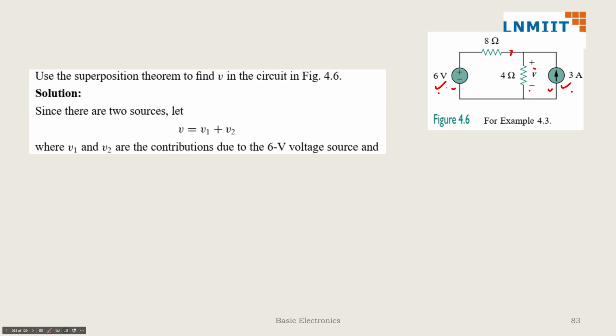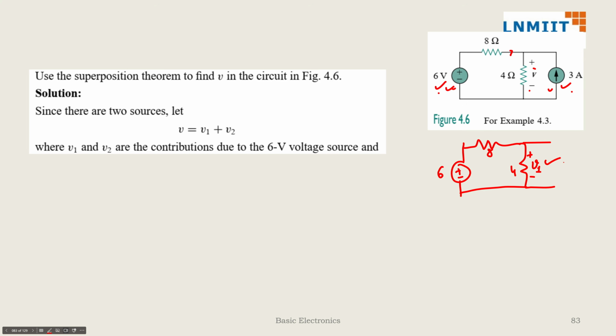So now when I consider that 6 volt is active, then my circuit will be this 6 volt is here, then 8 ohm, then 4 ohm, okay, and this current source will be open circuit. And I take this 6 volt, this is 8 ohm, this is 4 ohm, and across this I'll say this is my V1. So whatever is the value of V1 that will come because of 6 volt, we will note it down.